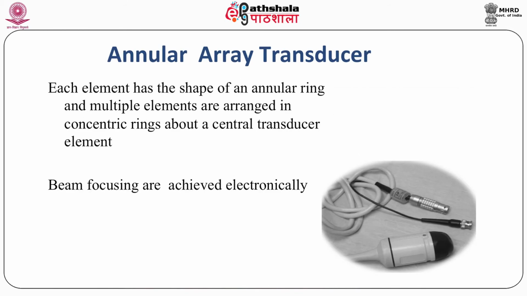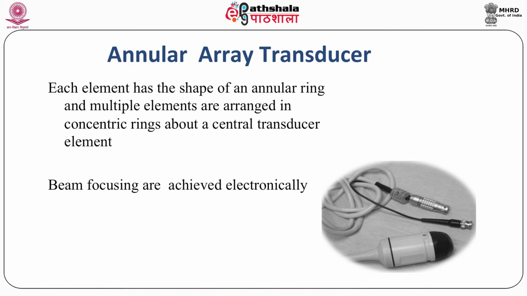Now another type of transducer is called the annular array transducer. Here each element has the shape of an annular ring, and multiple elements are arranged in concentric rings about a central transducer element. Beam focusing is achieved electronically. You can see this in the figure, the annular array transducer. Here it forms an annular shape, and therefore some artifacts like slice selection artifacts can be reduced by using an annular array transducer.